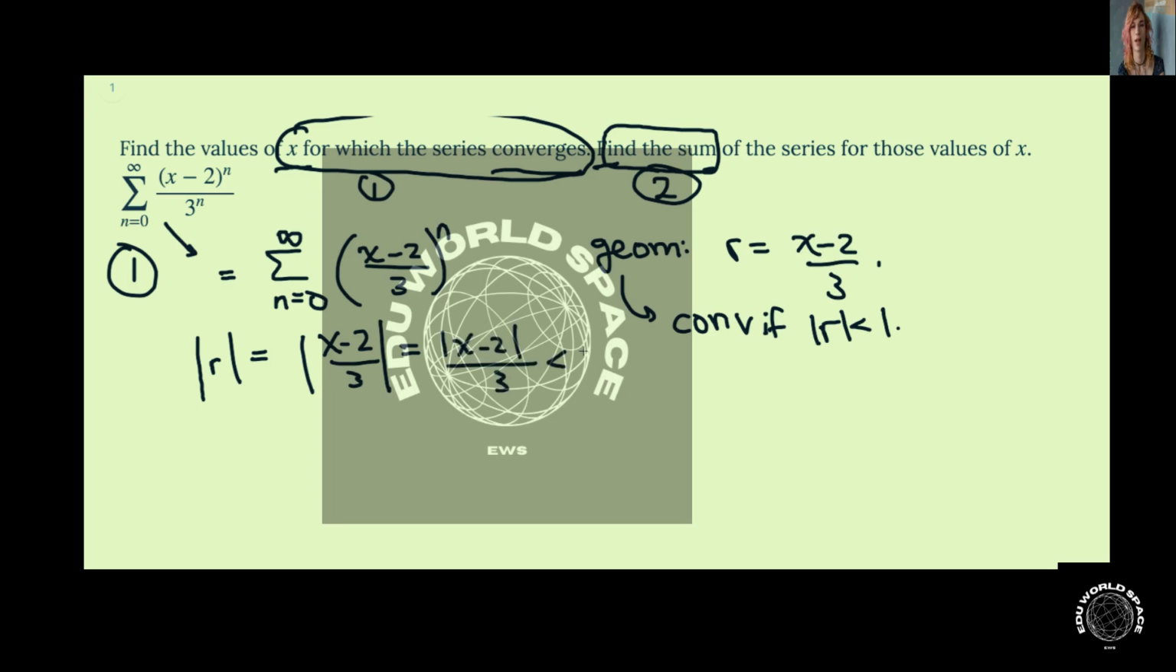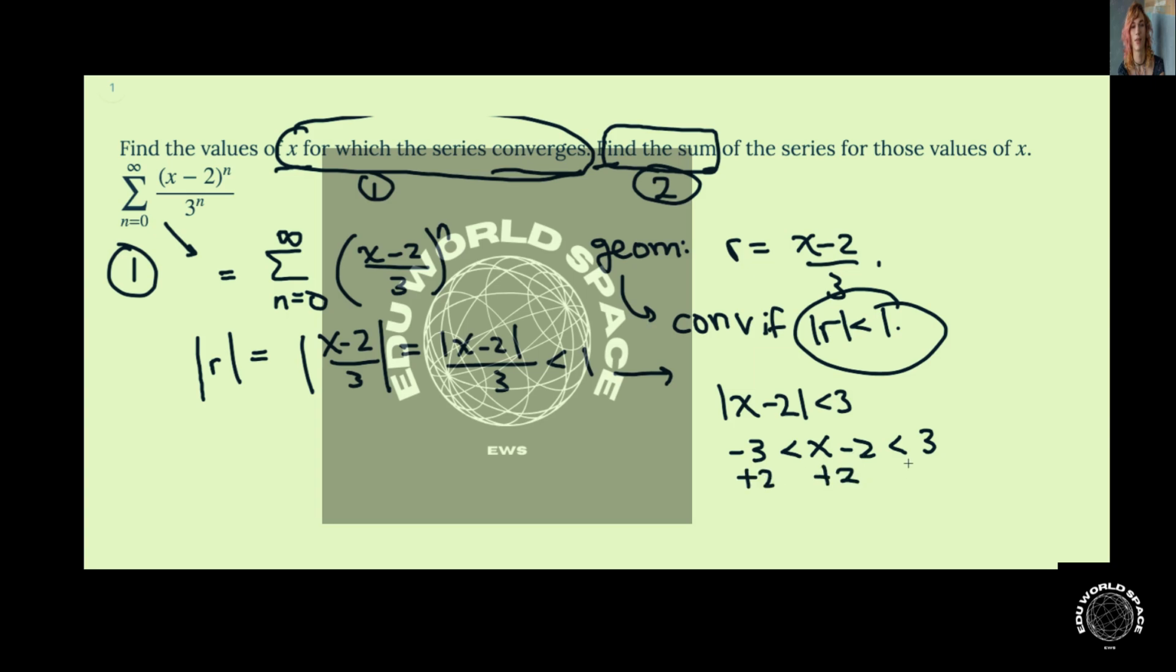We need that to be less than 1 due to this over here. So solve this for x. So first multiply the 3 over. And then using the definition of the absolute value, this means that x minus 2 satisfies this. And then add the 2 to all sides of the inequality. So in this case, all 3 sides. And we have our interval for x. So these are the x values for part 1 for which the series will converge. And we get this from using the fact that the series is geometric. And we know geometric only converges when the absolute value of r is less than 1.